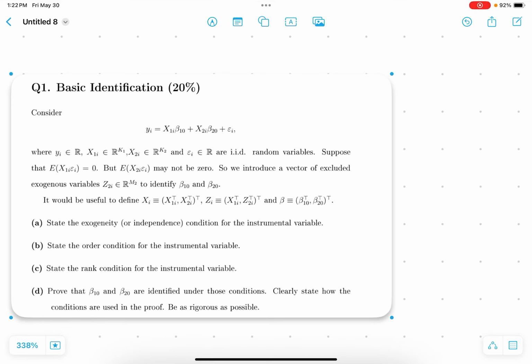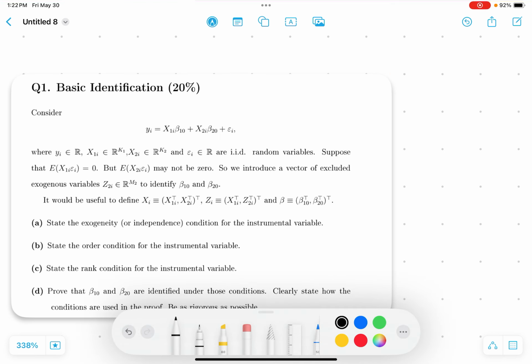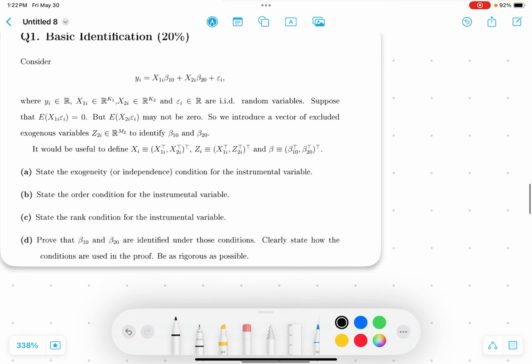So in this video, I am going to read your answers and, anonymously, I will tell you what your friends, what your classmates wrote and why they are wrong. Okay, so it's question one from the final exam. Let's see. It's identification, basic identification problem. And the first question is: state the exogeneity condition.